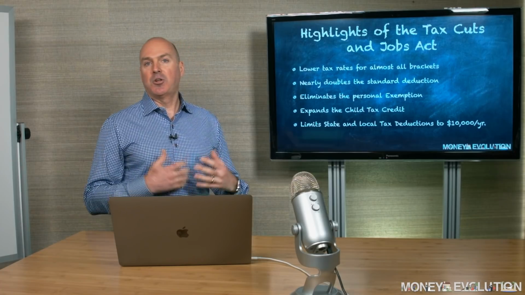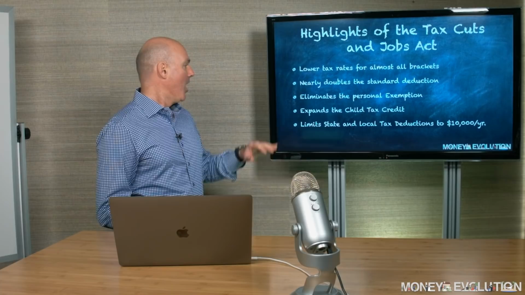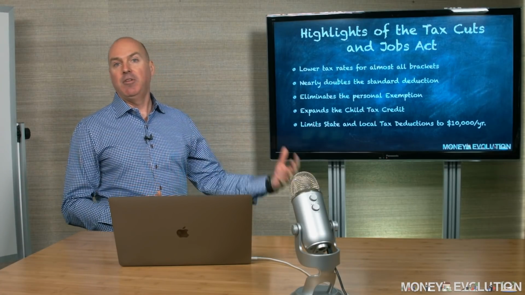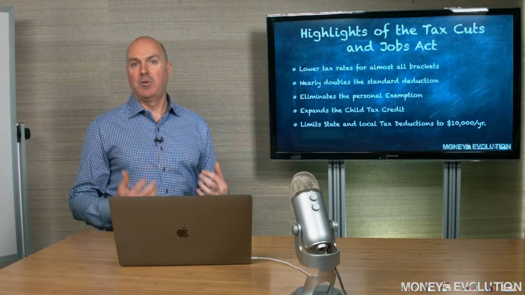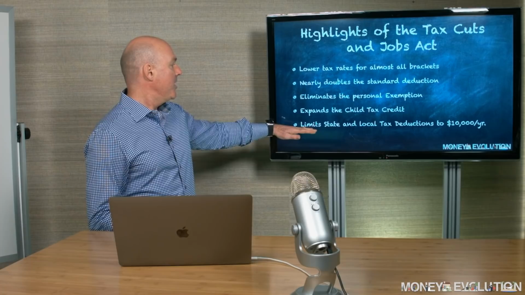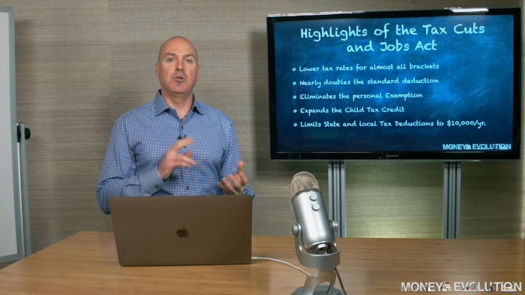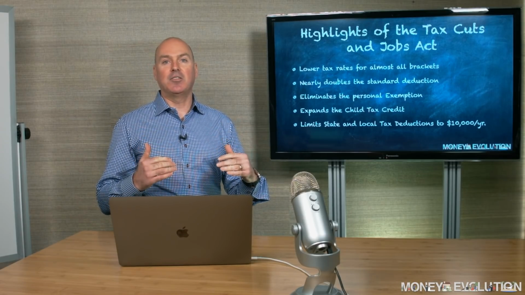It did eliminate the personal exemption, so you no longer get to take that deduction for you, your spouse, and your kids. They did expand the child tax credit, so a lot of people who previously didn't qualify now have an opportunity to get a little bit of a reduction. They did make some limitations to state and local taxes. Your state income taxes and property taxes are now capped at $10,000 a year.